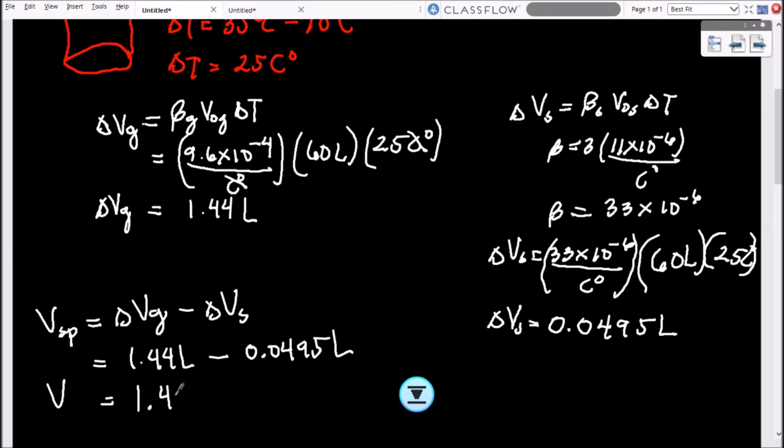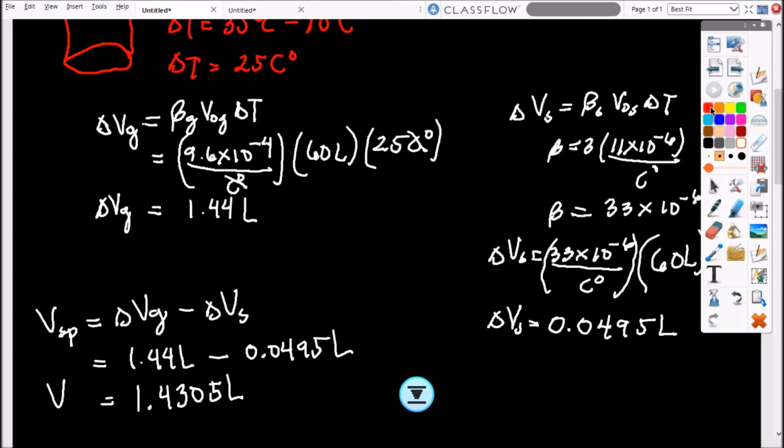I'm using the calculator to double check. That's 1.3905 liters. Right. So that's the amount of gasoline that spills out when it was warmed up to 35 degrees Celsius. So that's problem number 2.